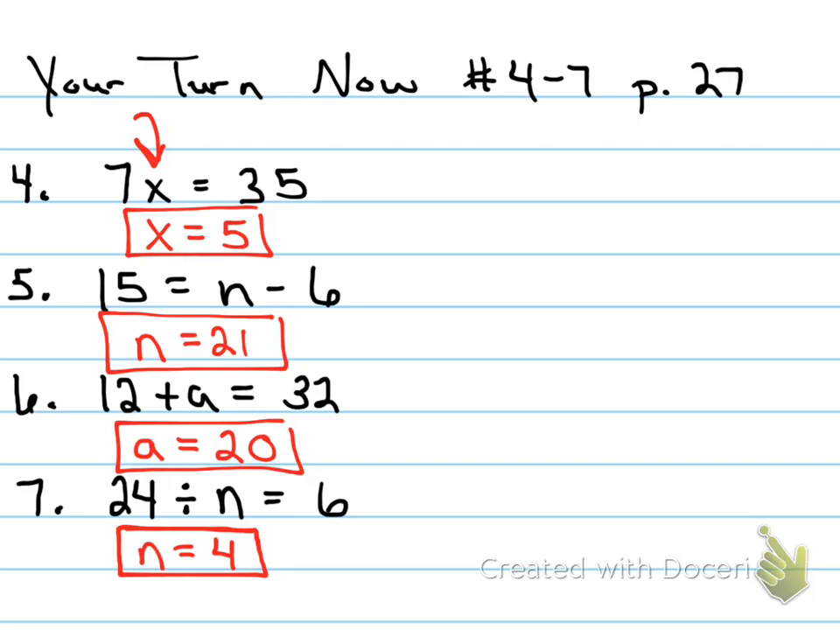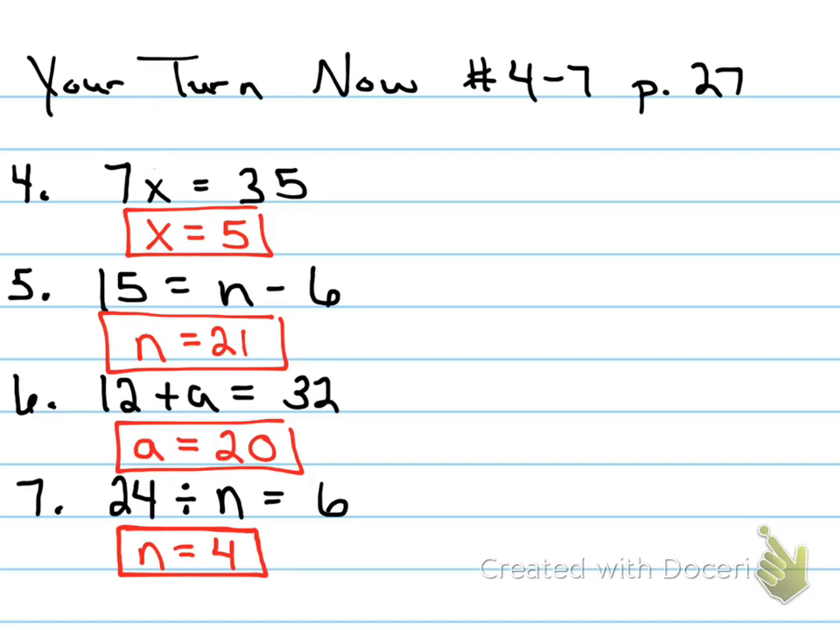All right, number 5, 15 equals n minus 6. So you can use the trick here. There's subtraction, so what's the opposite of subtraction? Addition, so what's 15 plus 6? 21. Now go back and check. Is it true that 21 minus 6 is 15? Yes, it is, so I know that's my solution.